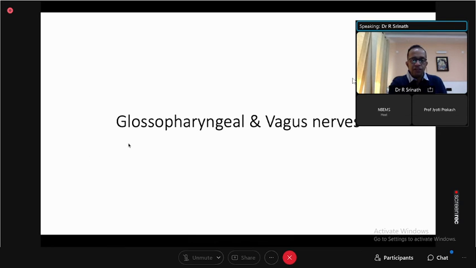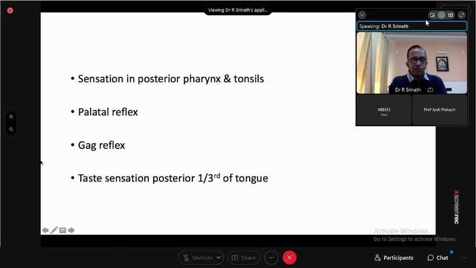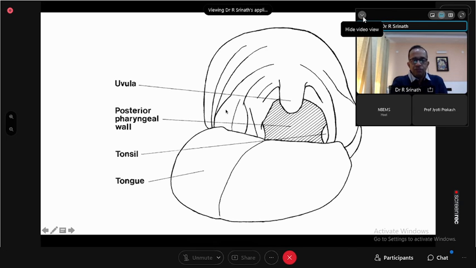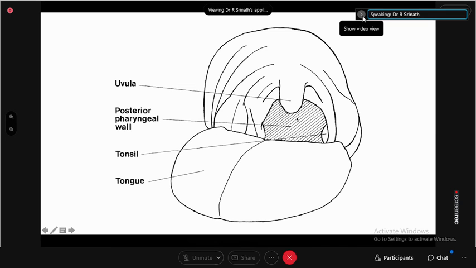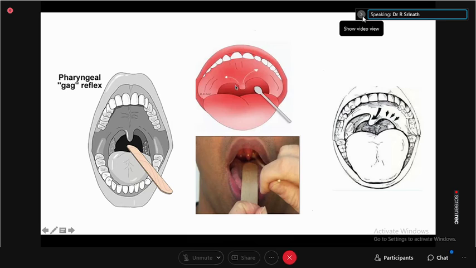Now, glossopharyngeal and vagus, these are the tests which we do. The palatal reflex: the individual is asked to open the mouth and say loudly, ah. So you have to actually see the palatal movement, which moves upwards symmetrically from both sides. And the pharyngeal sensation is tested.